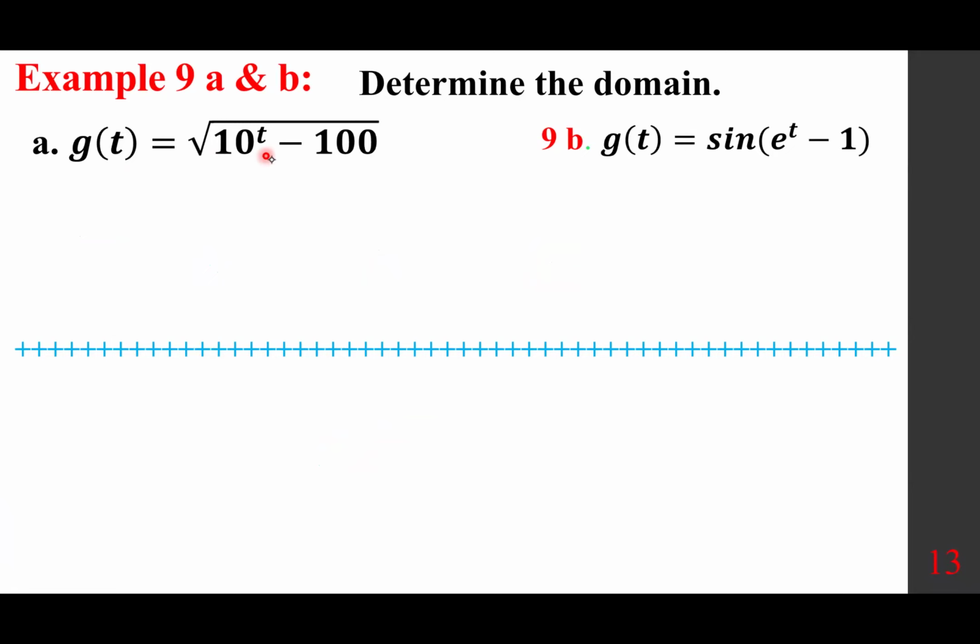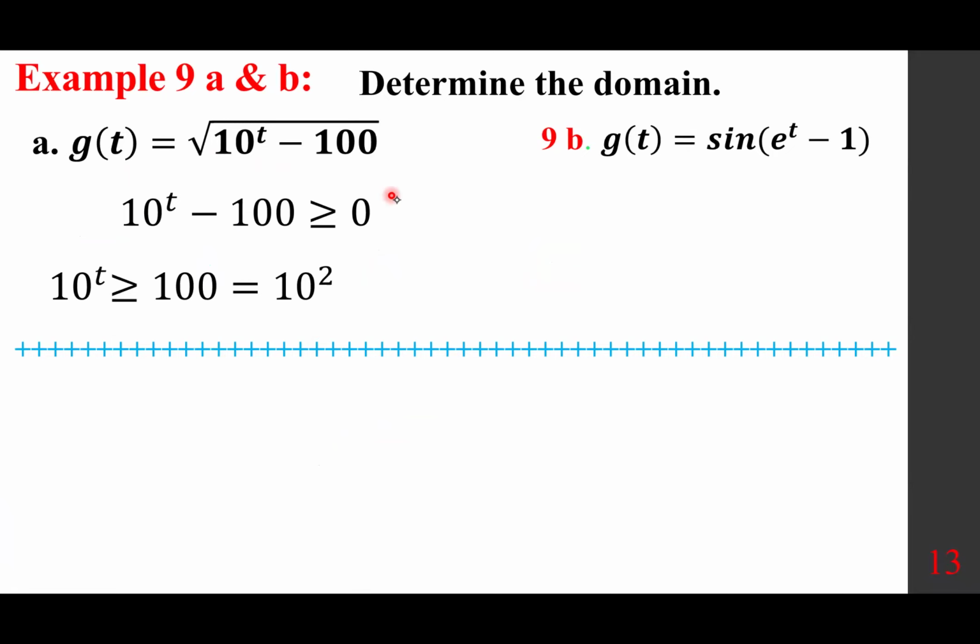So 10 to the power of t minus 100 is greater than or equal to 0. We're going to move this to the right, make it positive 100 or 10 squared. So 10 to the power of t compared to 10 to the power of 2. So t must be greater than or equal to 2. And this is fine if you want to write it in interval format. Bracket 2 comma infinity.